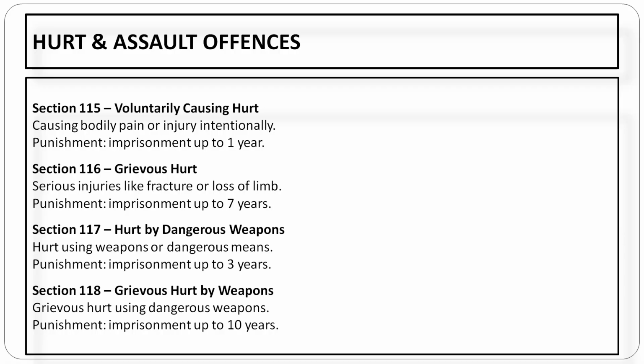Section 118 covers grievous hurt caused by dangerous weapons. It applies when serious injuries are inflicted using weapons or dangerous means. This offense shows high level of violence and risk to life. Courts consider both injury and weapons used. The law imposes stricter punishment for such acts. The punishment can be imprisonment up to 10 years.